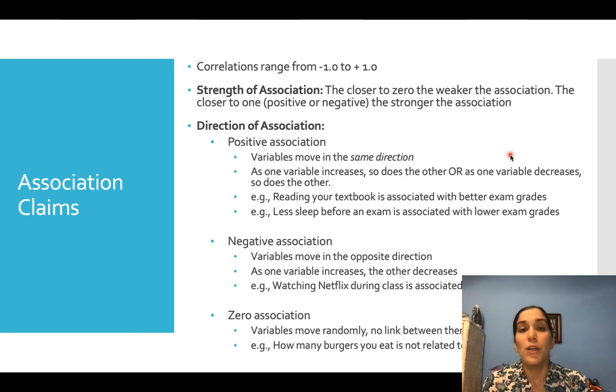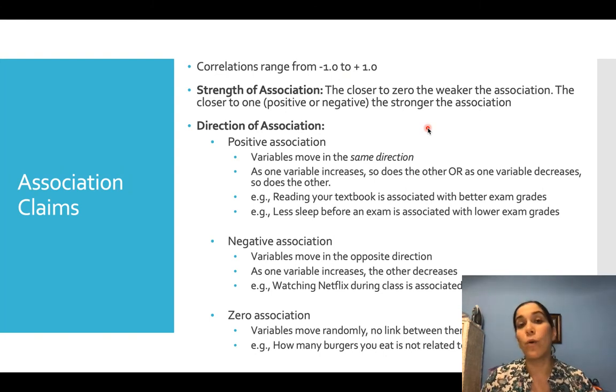You should remember that a correlation ranges from -1 to +1. The number tells us one thing, and the symbol, whether negative or positive (the positive here is implied), tells us another. The number tells us the strength of the association: the closer to 0, the weaker the association, and the closer to 1, whether positive or negative, the stronger the relationship.